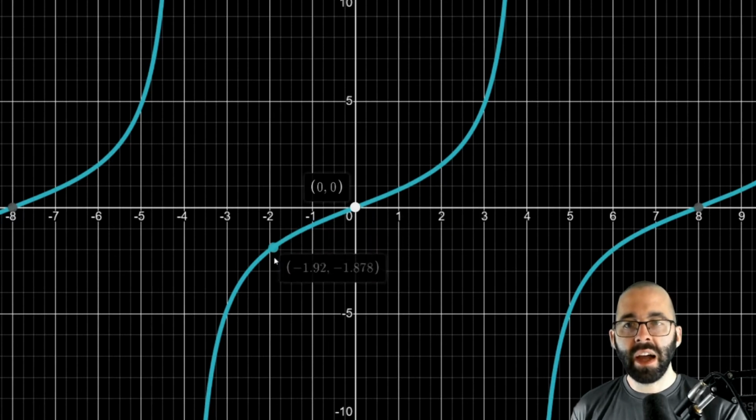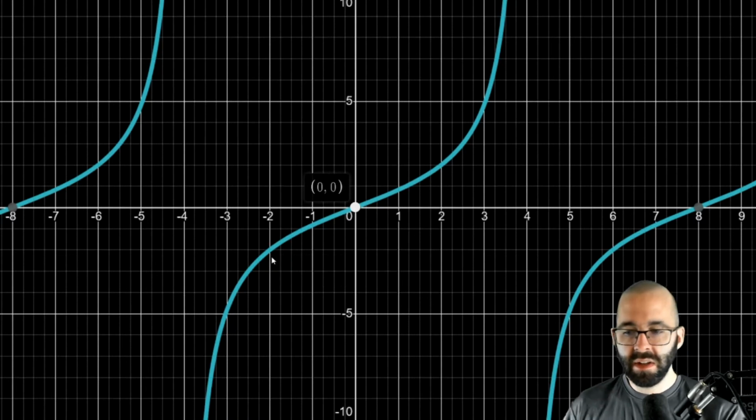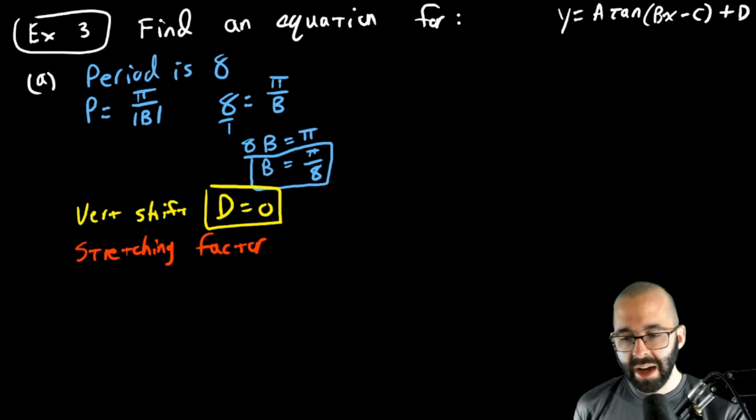Similarly, if we go the other way, halfway to the other asymptote, we normally should move down 1, but now we're moving down by 2. So it's double from what we'd expect. So the stretching factor is 2.